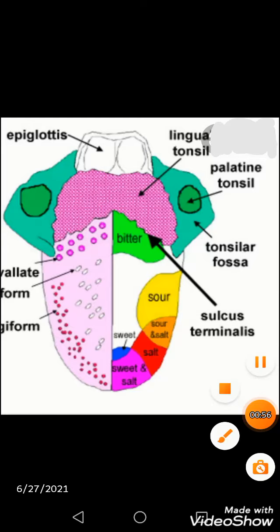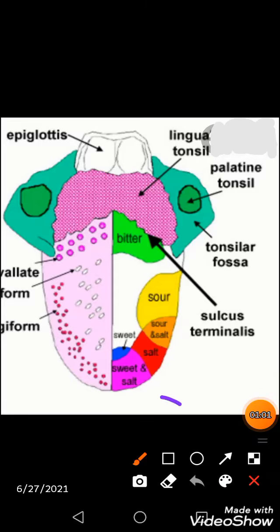Now a little bit about the taste sensation. In the picture we can see that the sweet and salt taste is perceived near the tip and the lateral aspect of your tongue, and the margins take the sour taste, and the bitter taste is perceived near the, I would say, posterior region of the tongue, right?